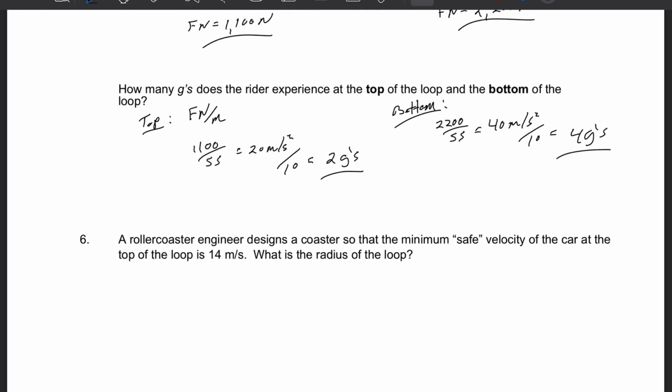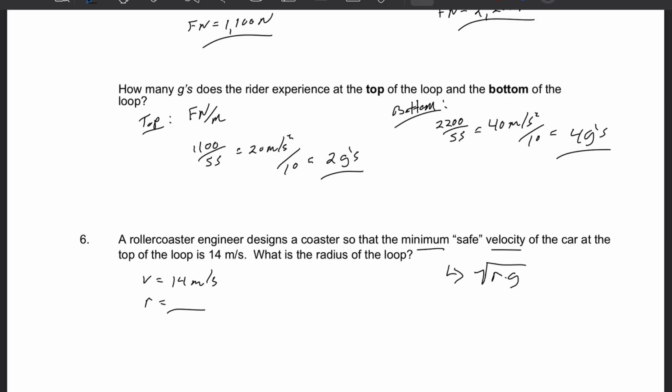Number 6, getting to the very end. All right, a roller coaster engineer designs a roller coaster to the minimum safe velocity. What do we do with the minimum safe velocity or the minimum velocity? Velocity is square root rg, right? We're learning this, making it easier. Don't have to derive it every single time. So the velocity here is 14 meters per second. We're looking for the radius.